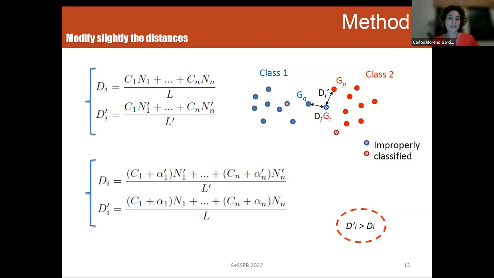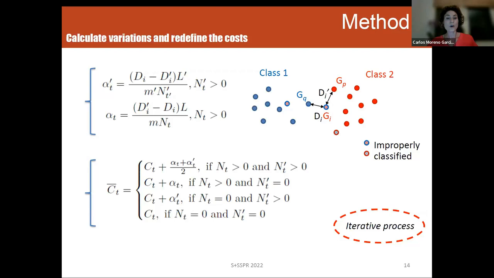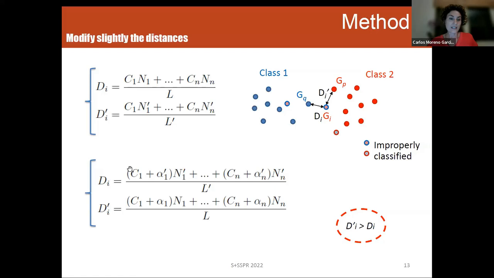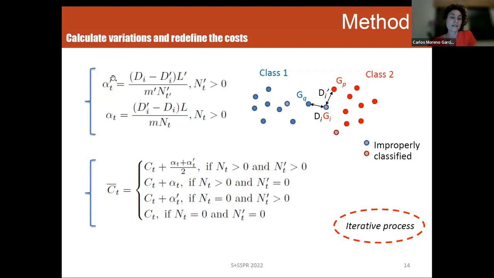After some operations, we obtain this. Sorry, I didn't say here: when we do this exchange, we introduce a very small modification that we call alpha. After doing some operations, we can obtain these expressions of the alphas that we need to correct this graph that had been incorrectly classified. Then we obtain different costs in each step of this method. It is an iterative process, and in each step we only modify the costs to correct only one graph.